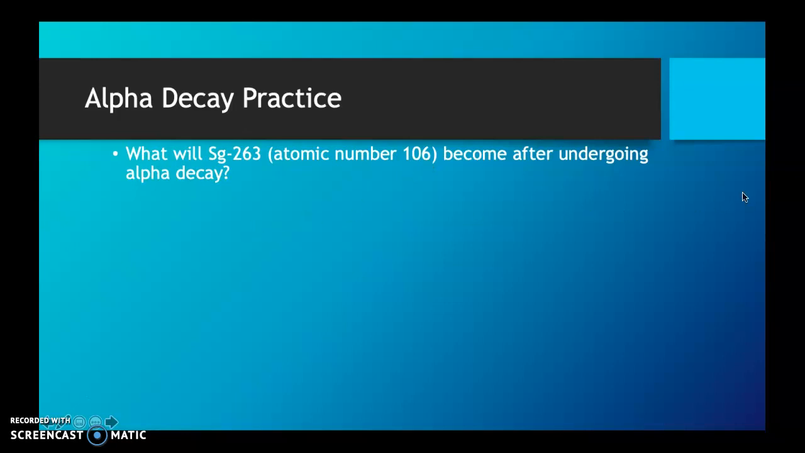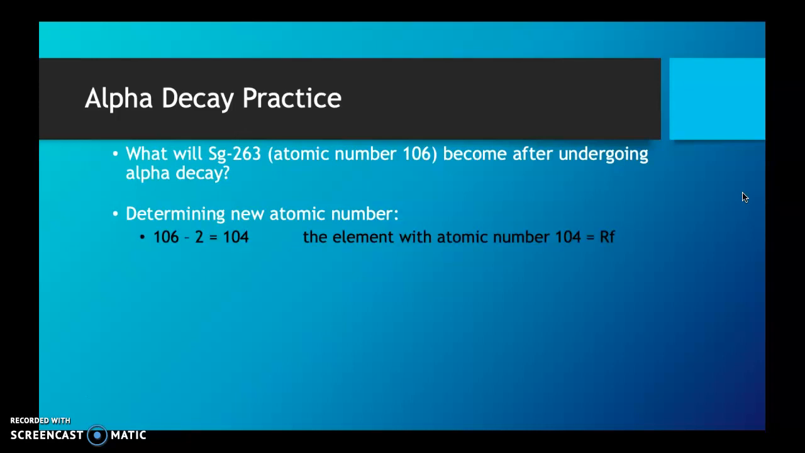So let's walk through this. The first thing that we want to do is figure out what's the new atomic number going to be so that we can determine what the new element will be. 106 minus 2 equals 104. I would then look at the periodic table, find number 104, and I would see that it's Rutherfordium. So I have my new element right here. So I know my daughter nucleus is going to be Rutherfordium.